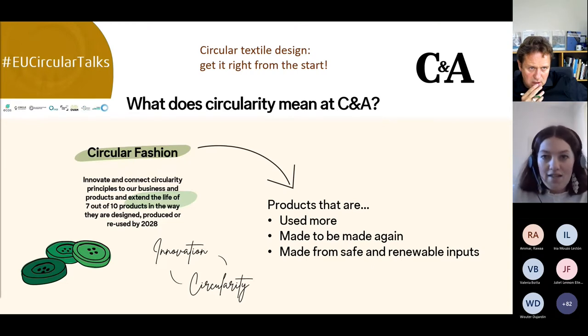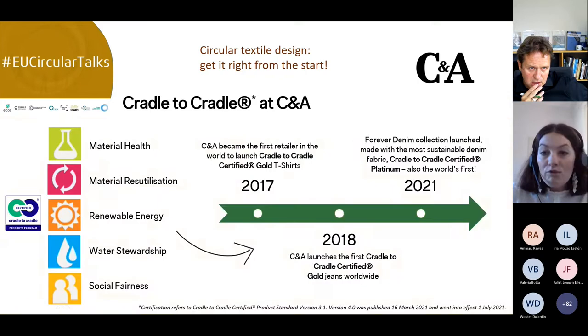We're implementing a number of strategies that ensure firstly that existing products are used more, and secondly that new products are made to be made again and made from safe and renewable inputs. So we're considering a number of strategies, a lot of those you've already heard today throughout this event, like increasing recycled materials and defining standards for eco-design. But what I'm really here to share today is the experience that CNA already has in implementing an eco-design standard. So we've actually been working with the Cradle to Cradle standard since 2017. And this is a leading eco-design standard, if you're not familiar with it, in the textile industry, but it also covers other industries as well.